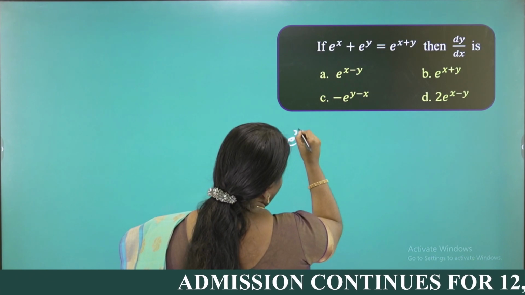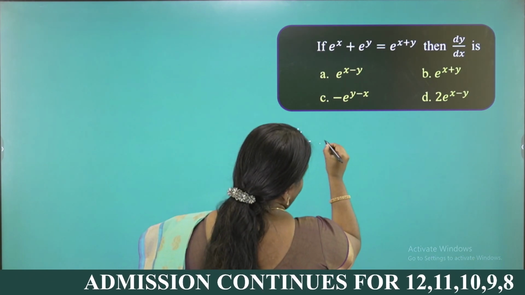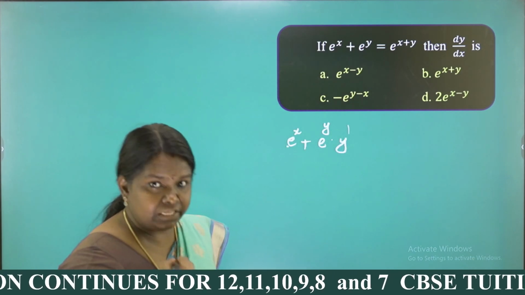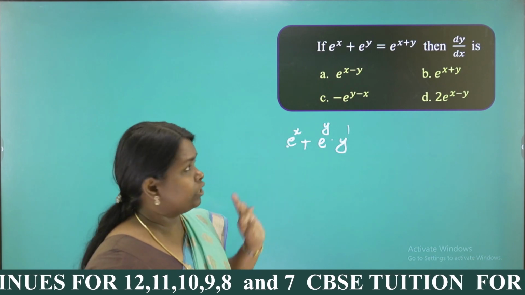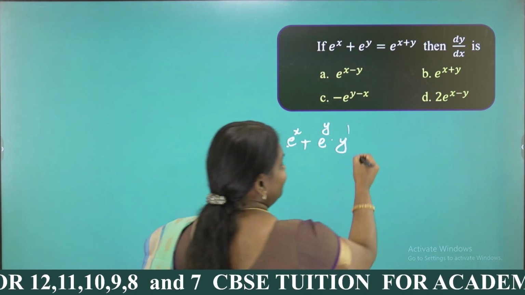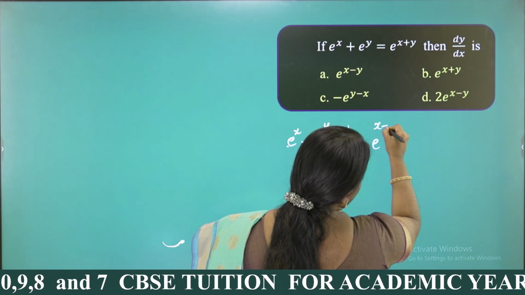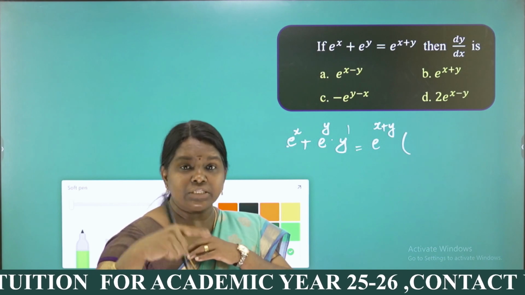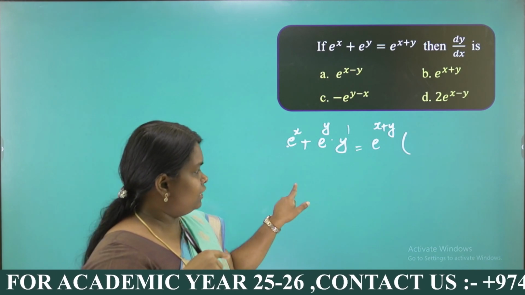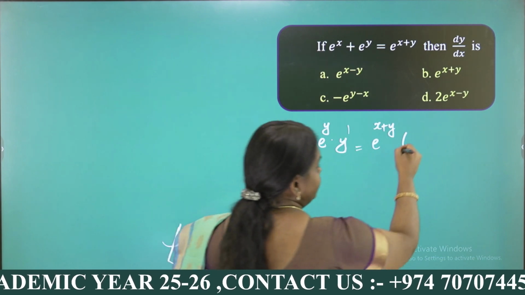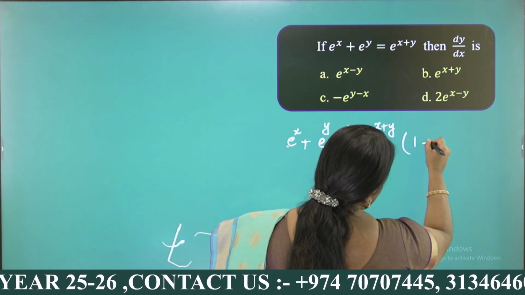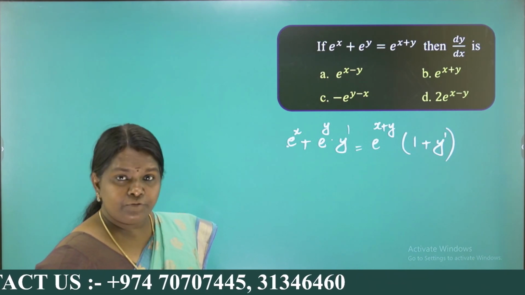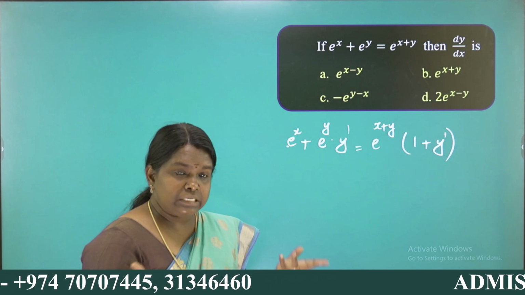E raised to x, derivative is e raised to x, plus e raised to y, chain rule, e raised to y into y dash. Students, for convenience, instead of dy by dx, I am writing y dash. It's okay, right? Now next is e raised to x plus y into bracket. Because the derivative of e raised to x is e raised to x itself, e raised to x plus y into the derivative of x, which is 1, plus the derivative of y, which is y dash. Clear? Hope it is clear to all of you. Now everybody knows it is an implicit function.